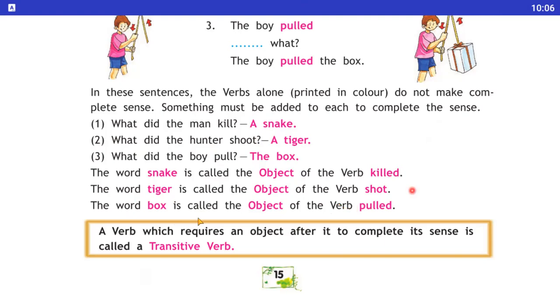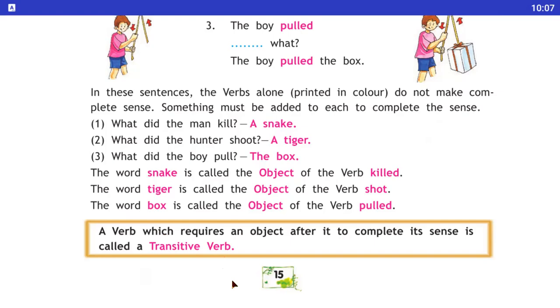Okay, student. So now a verb which requires an object after it to complete its sense is called a transitive verb. Okay, student, you have understood what is a transitive verb. Transitive verb क्या होती है? जिसके अंदर उसके सेंटेंस को कंप्लीट करने के लिए हमको एक ऑब्जेक्ट की जरूरत होती है, वो क्या कहलाती है? Verb. As a transitive verb. Okay, let's move on to the next page.